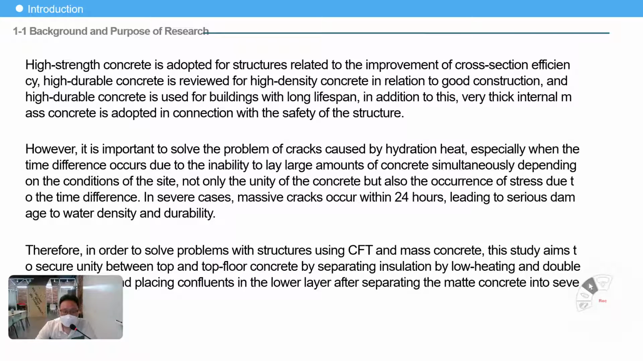Therefore, in order to solve problems with structures using CFT and mass concrete, this study aims to secure unity between top and lower row concrete by separating insulation by low heat and double bubble sheet, placing concrete in the floor layer after separating the mass concrete.